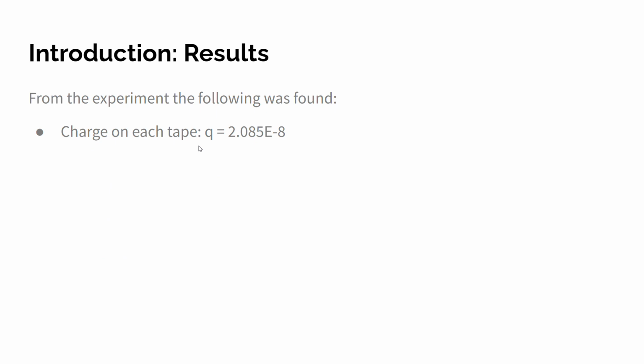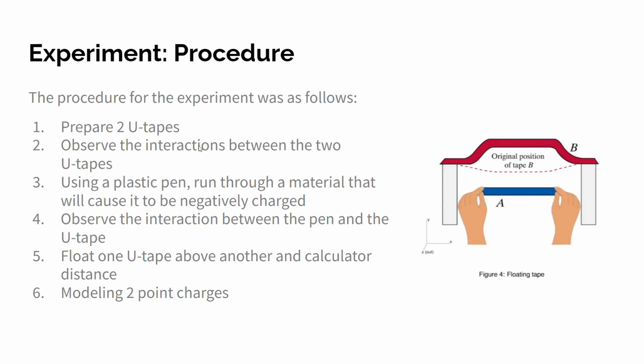The results from the experiment were the following. The charge on each tape was 2.085 times 10 to the negative 8 coulombs. The experimental procedure was the same, but we used a different mathematical model.